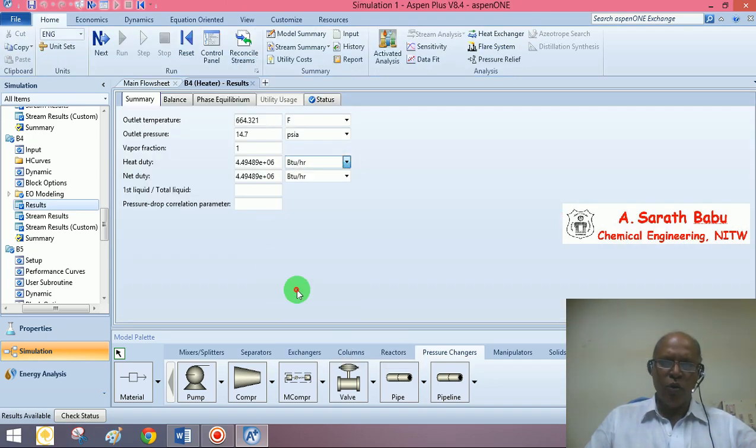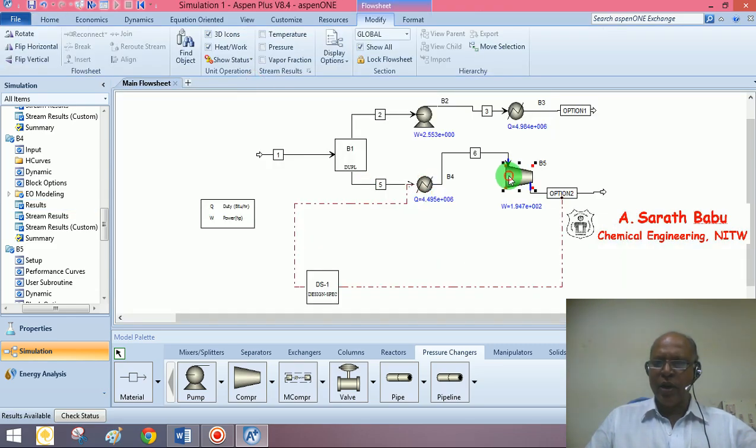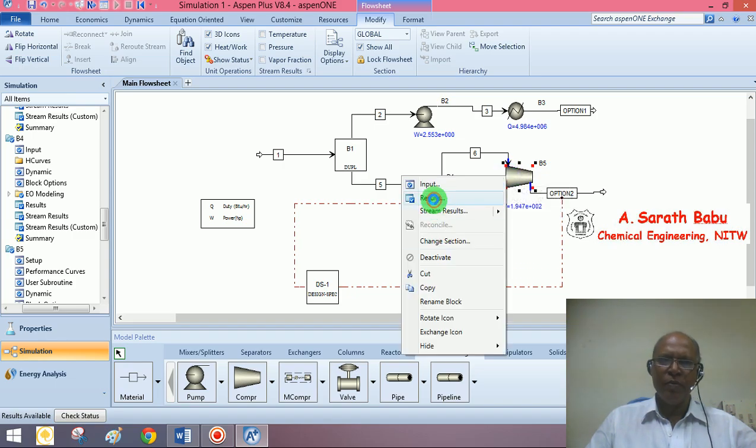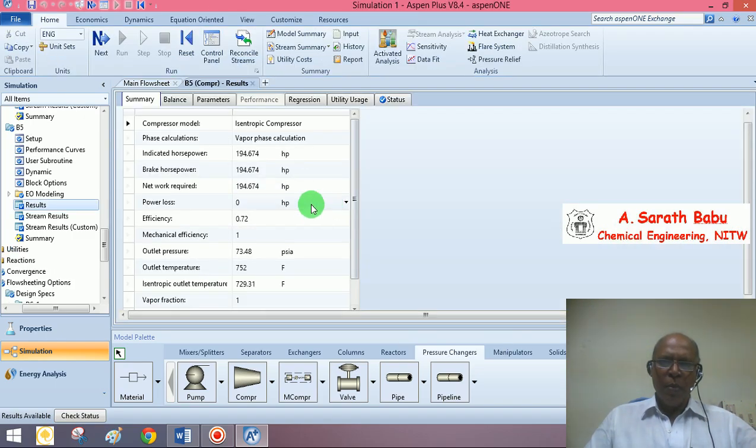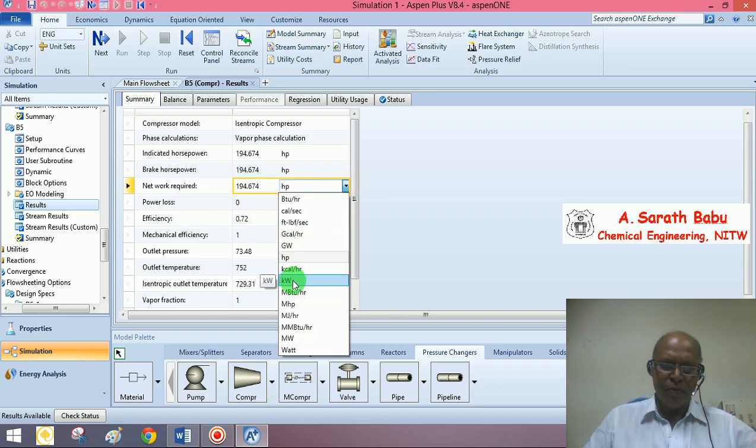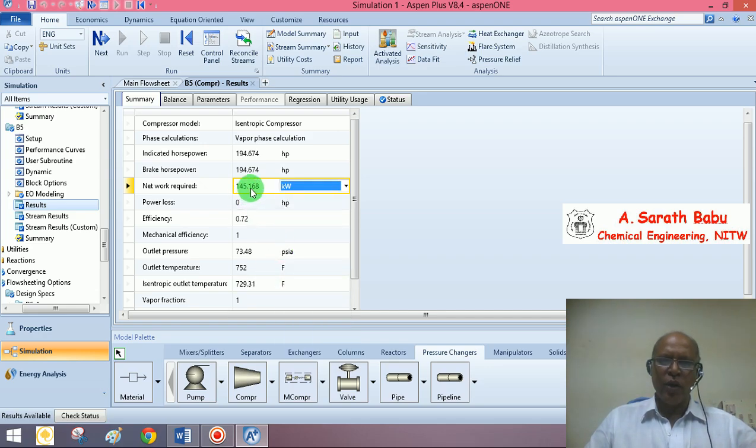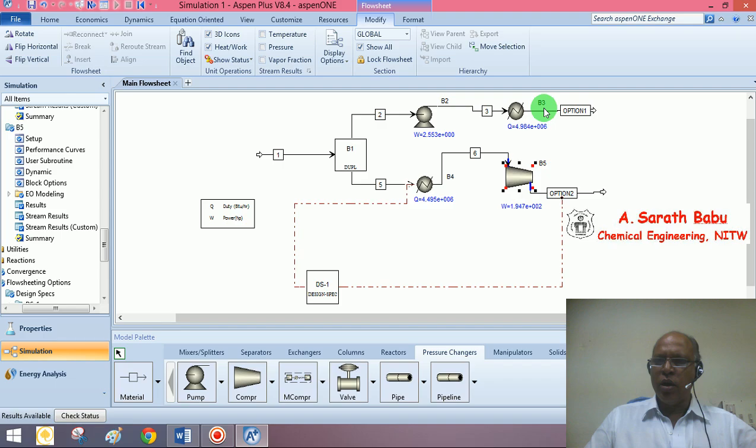Now you can also check what is the total energy required by the second option. Again in kilowatts, about 1317.32 kilowatts of energy is required in the heater, followed by the network required in this case, 145. 145 plus 1317. Now you can see the total energy required by both these options is exactly one and the same.